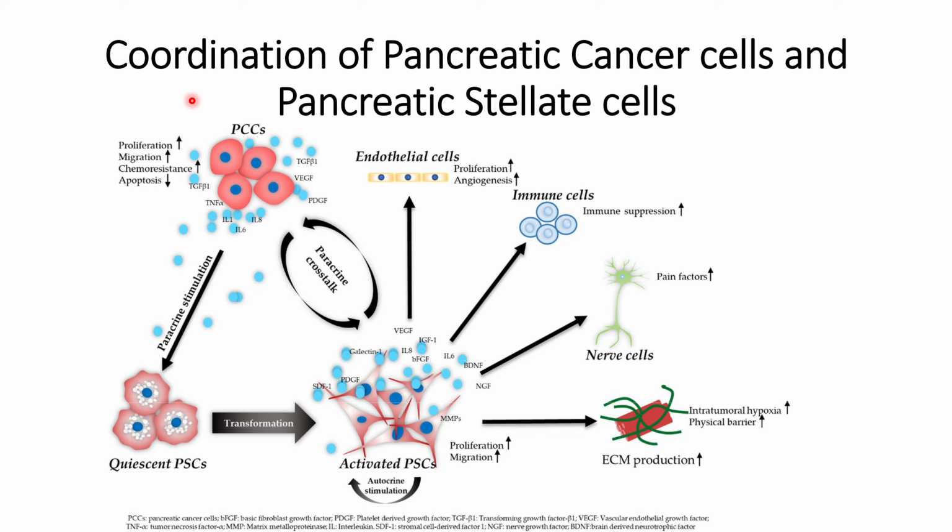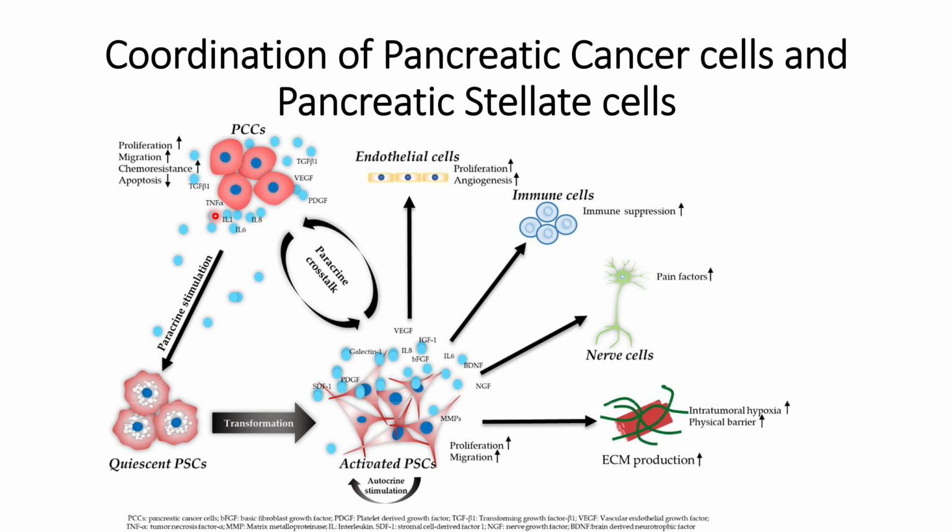Today we will discuss how the pancreatic cancer cells coordinate with and activate the pancreatic stellate cells, and after that, both of them together can help the progression of the tumors. So once the pancreatic cancer cells are formed within the pancreas, they will promote proliferation, migration, chemoresistance, and apoptosis.